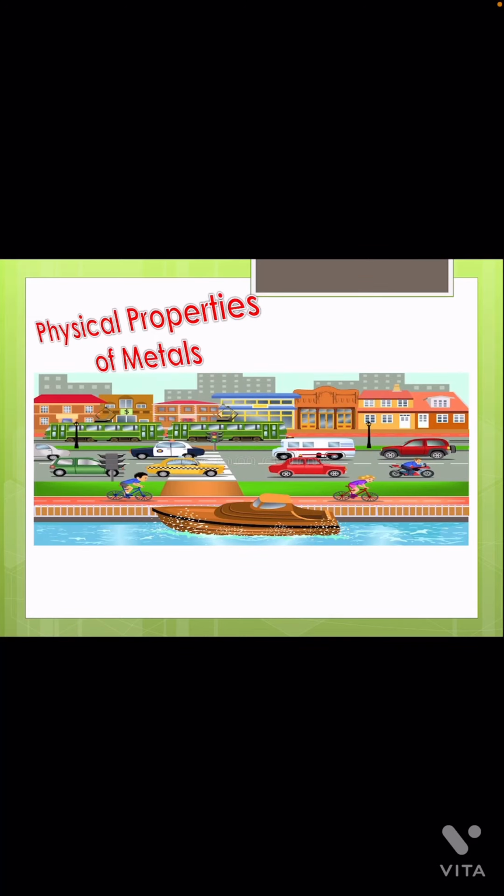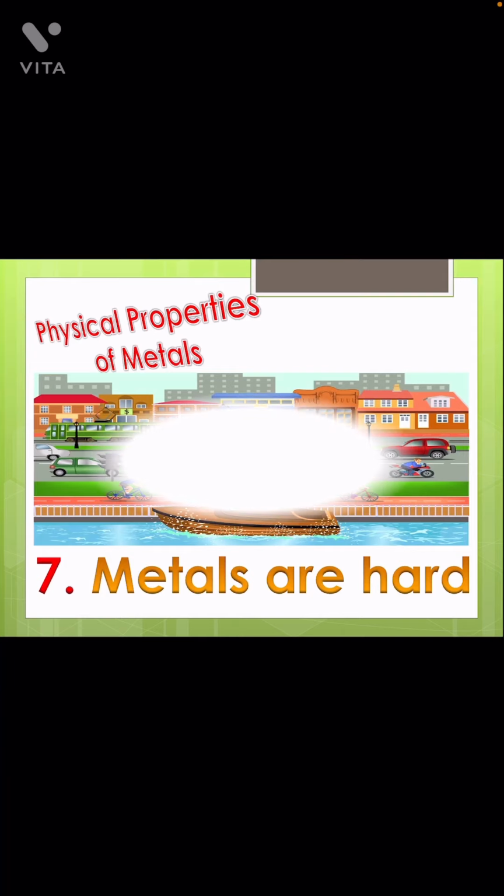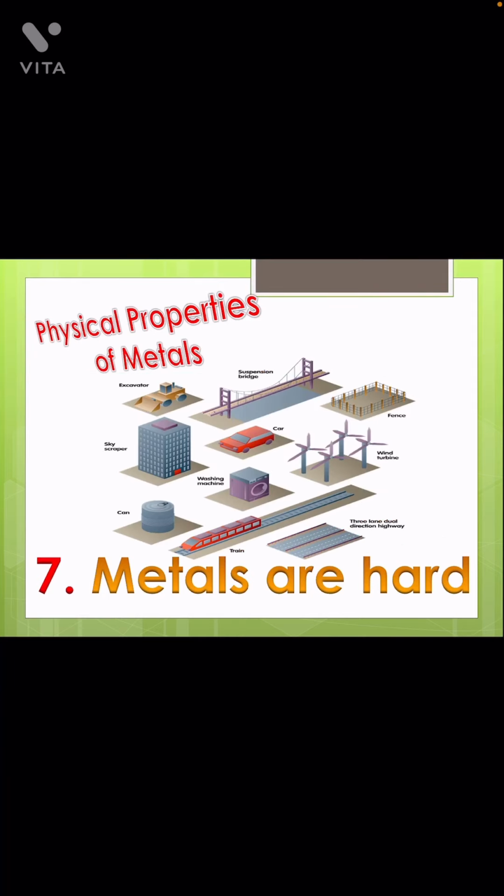Metals are very hard. They can't be broken easily, and we require a lot of energy and strength to break them. Iron is used to make cars, buildings, ships, etc. And here in the picture you can see the wide use of steel. Iron is the base metal of steel, meaning steel is made from iron ore. That's all about the physical properties of metals.